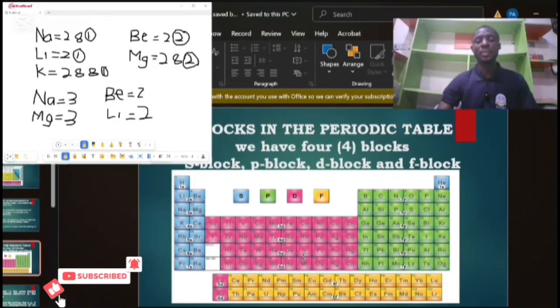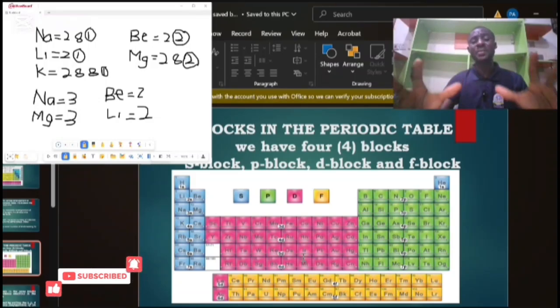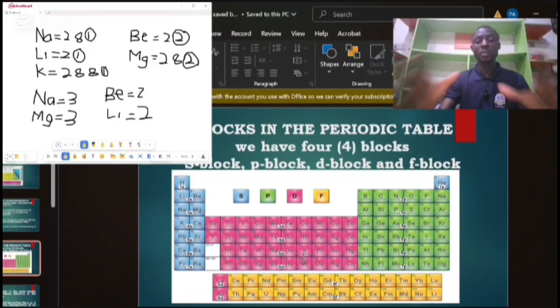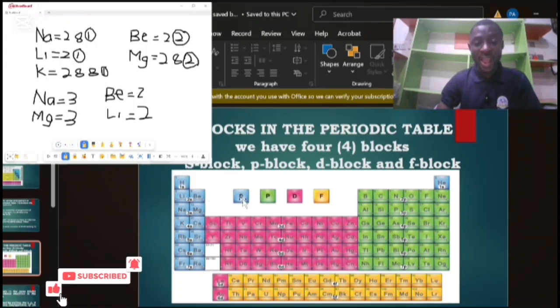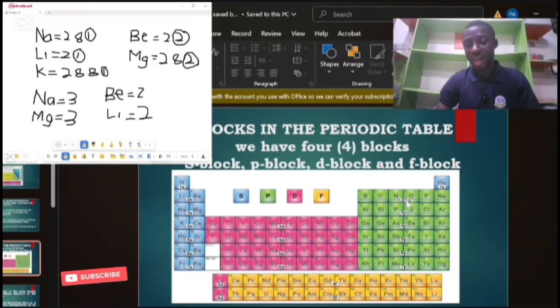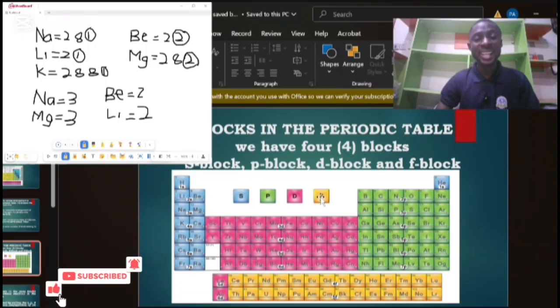Now, let's go to another feature in the periodic table. These are the blocks in the periodic table. The periodic table is also divided into blocks. That's another feature in the periodic table. We have our S block, our P block, our D block, and our F block. We see the color for S. Those that have this color are in the S block. The P block, these are elements that are in what? In the P block. This color is for the P block. Elements that are in the D block are the elements that are here, and elements that are in the F block are the elements that are here.